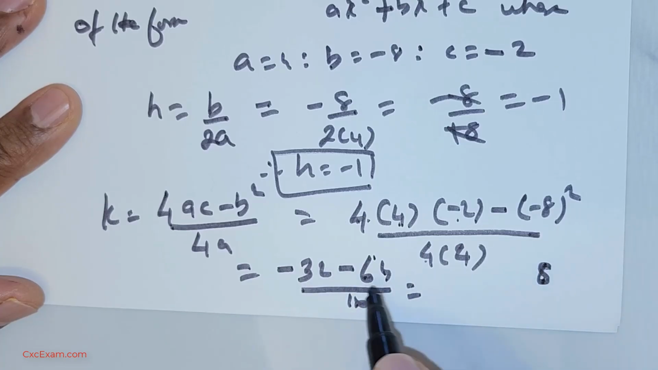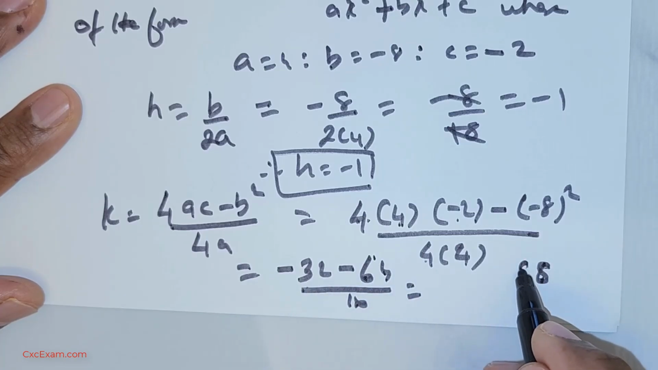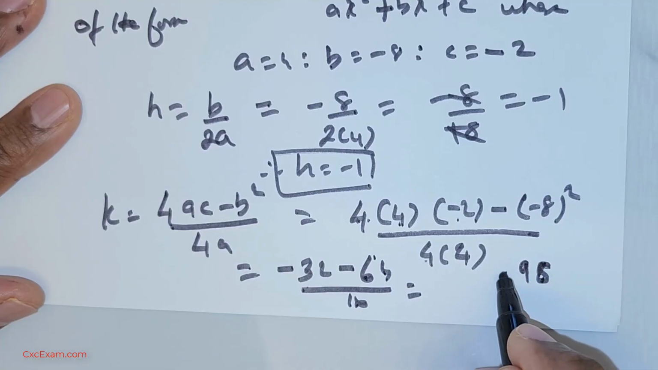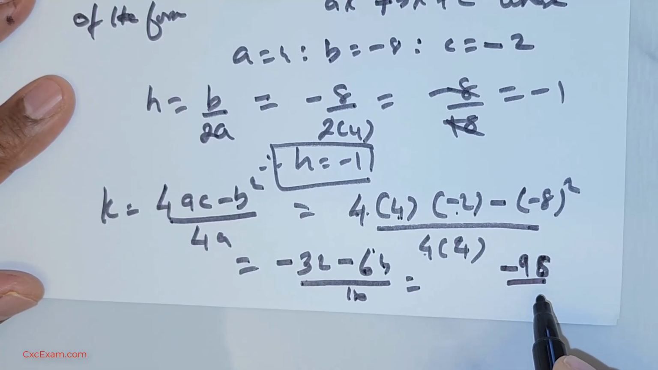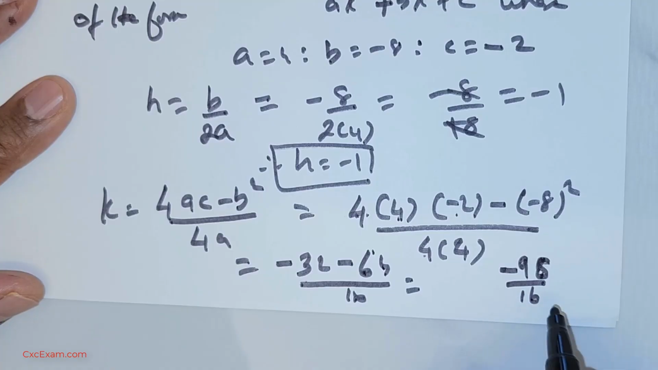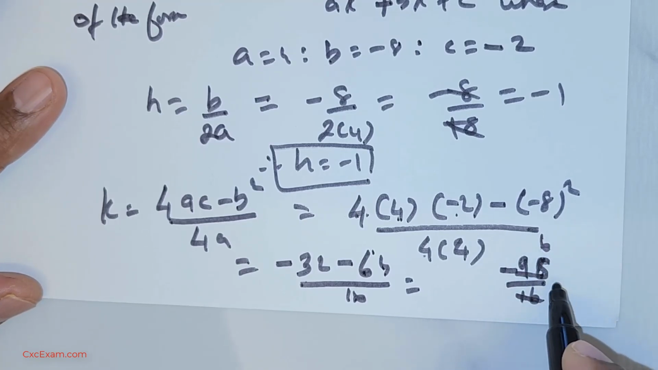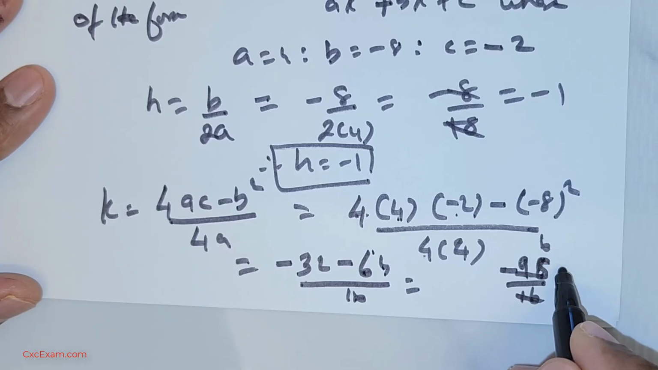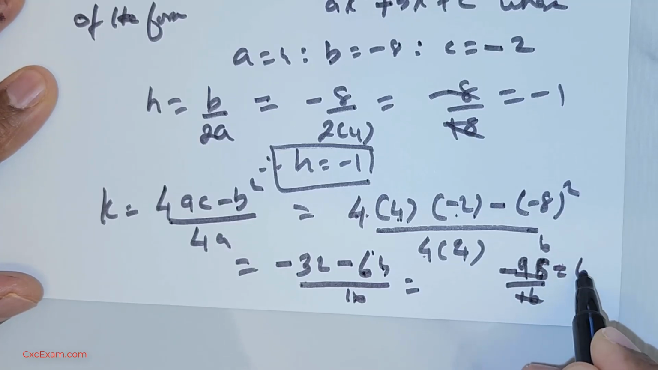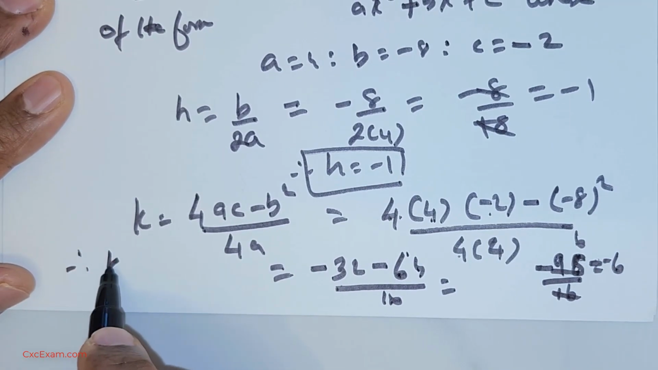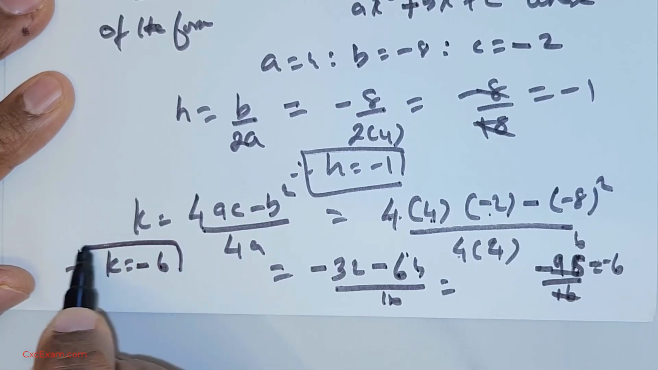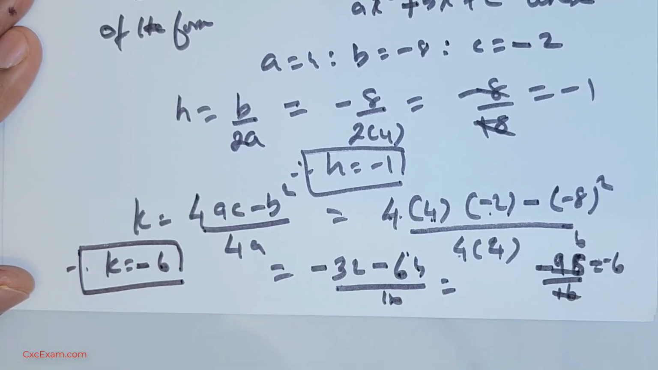4 added with 2 is 6, 6 added with 3 gives me 9, 96 with the negative sign divided by 16, right? Now 16 divides 96 how many times? 6 times, right? 6 6s are 36, 3, 7, 8, 9. So this is going to be 6. So therefore the value of k is what? -6. So we have got the value of k and value of h.